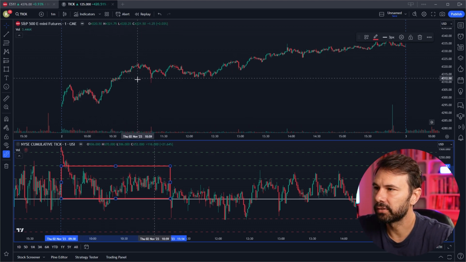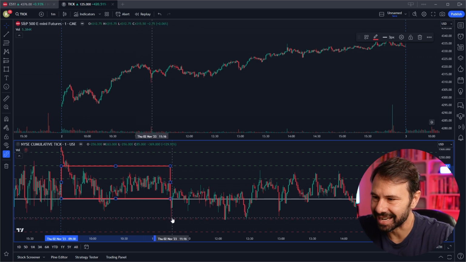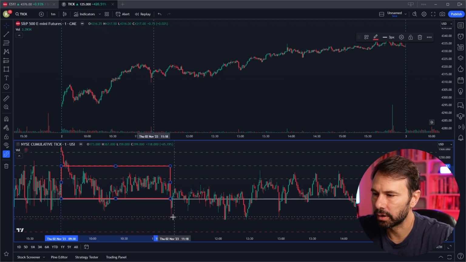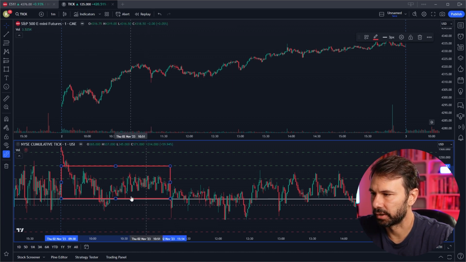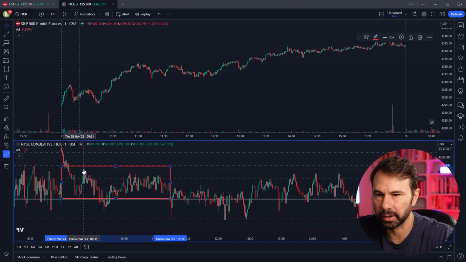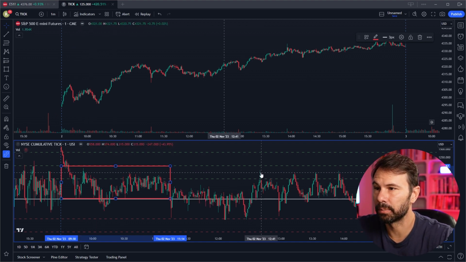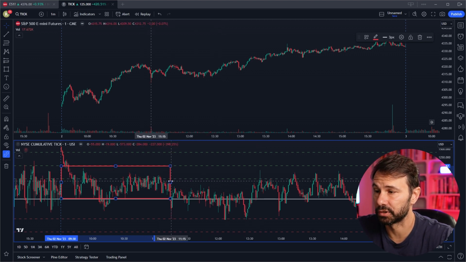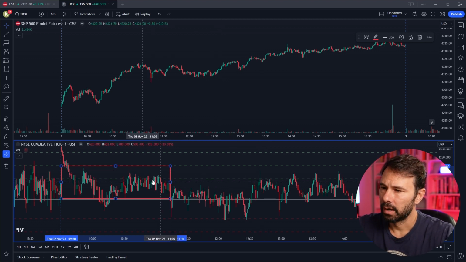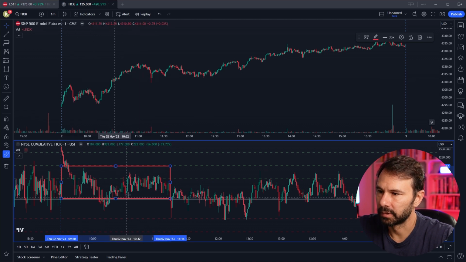Okay, and you can see how when it goes negative, right? When it goes negative, look at the extreme. It's just minus 600, whereas when it goes up it is plus 900. So evidently it's tilted to the opposite, to the positive side of the chart, right? So here's how you can read the tick chart.